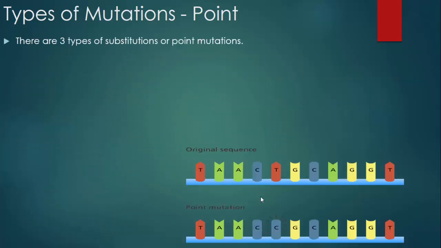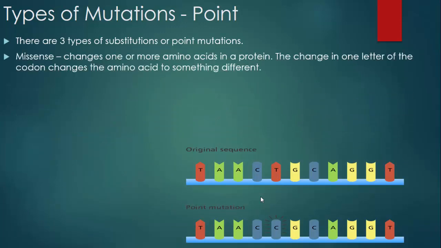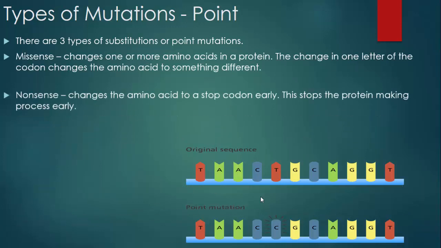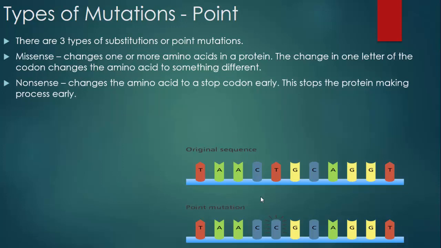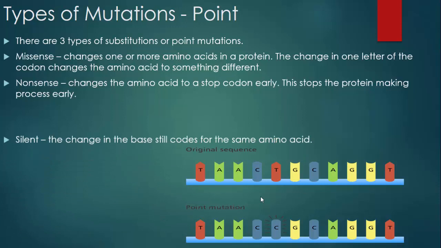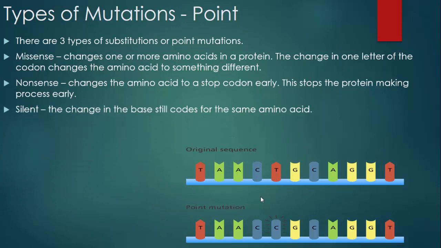So there are 3 types of substitution or point mutations. There's missense, which changes one or more amino acids in a protein. The change in one letter of the codon changes the amino acid to something different. We have nonsense, which changes the amino acid to a stop codon early. And this stops the protein making process early. That protein's not going to be fully made because it stopped too soon. And we have silent. The change in the base still codes for the same amino acid. It's a silent mutation because you don't see anything different. It codes for the same thing.